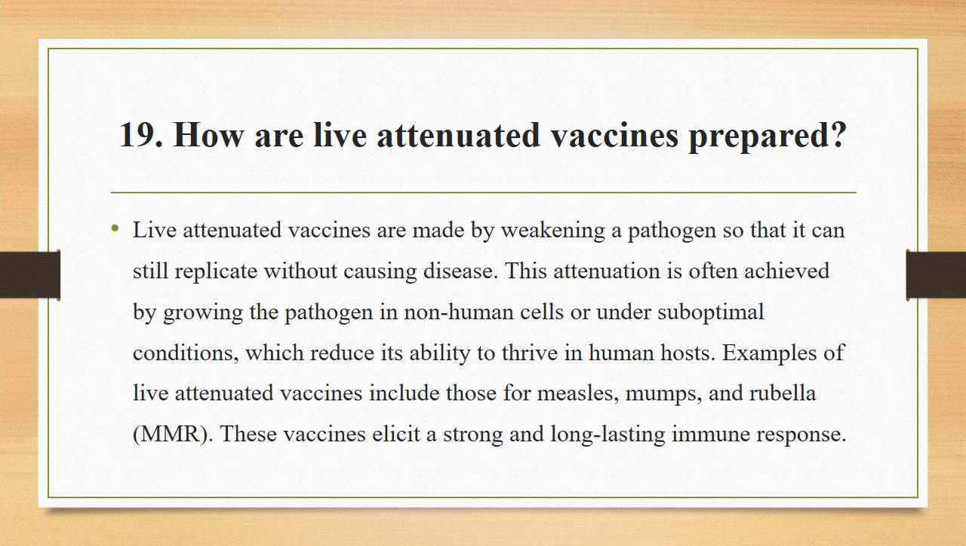So to make the antigens more attenuated, we will need non-human cells. We will cultivate, or grow, that pathogen in non-human cells to make it more attenuated, which reduces its ability to thrive in the human host. Examples of live attenuated vaccines include those for measles, mumps, and rubella. These vaccines elicit a strong and long-lasting immune response.